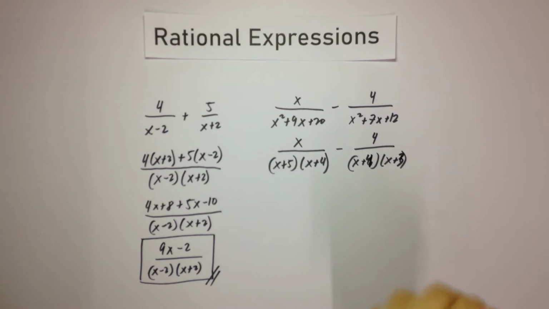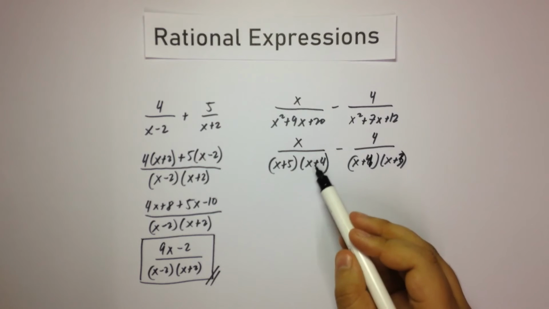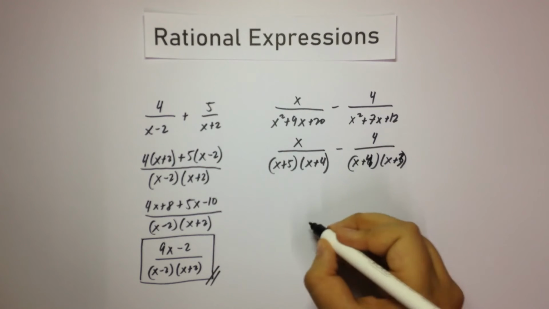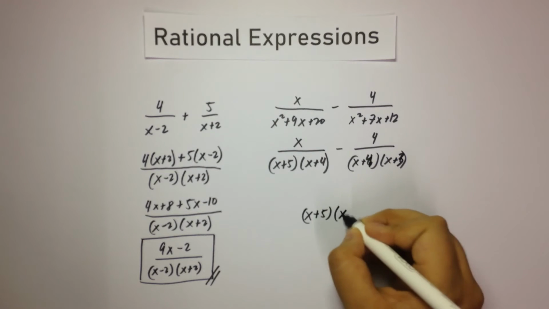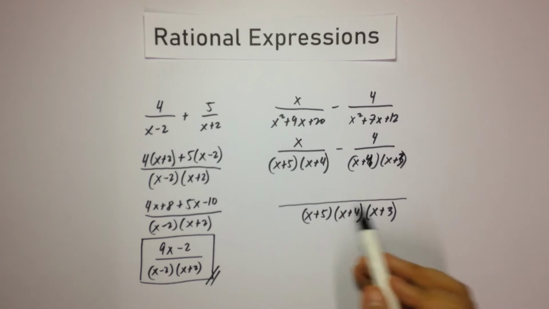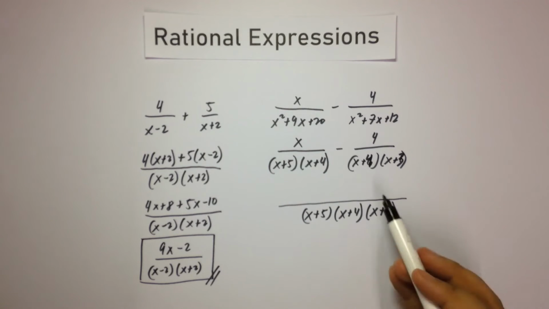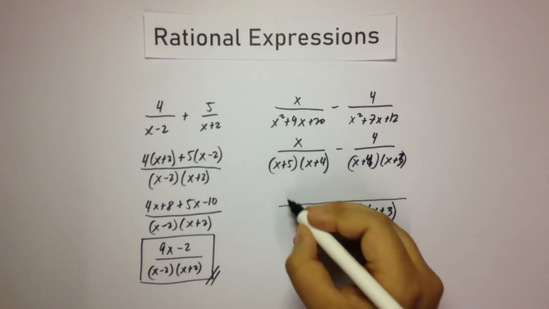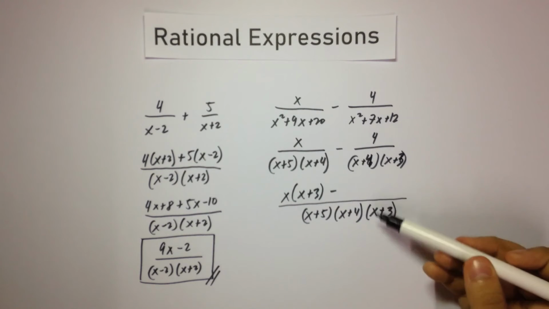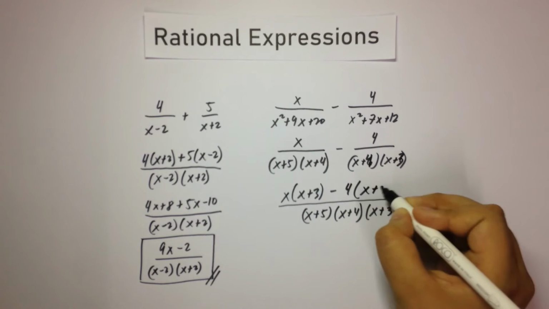So when we're looking for the common denominators, if they are repeated factors, we should include just one of them. So the least common denominator would be x plus 5, x plus 4, and x plus 3. So when we divide the LCD with the denominator of this one, we would get x plus 3. We would get x multiplied by x plus 3 minus, if we multiply this term over here, we would get 4 multiplied by x plus 5.